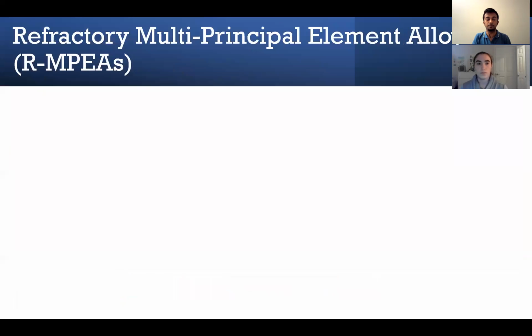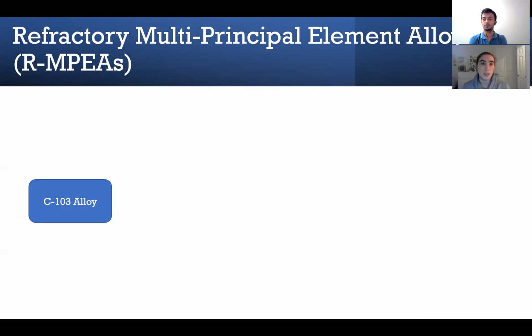So another category of materials that are in development are refractory multi-principal element alloys. These alloys are very high entropy, where they have a lot of principal components, and that gives them different interesting chemistries and characteristics that you wouldn't get with your standard nickel-based superalloys.